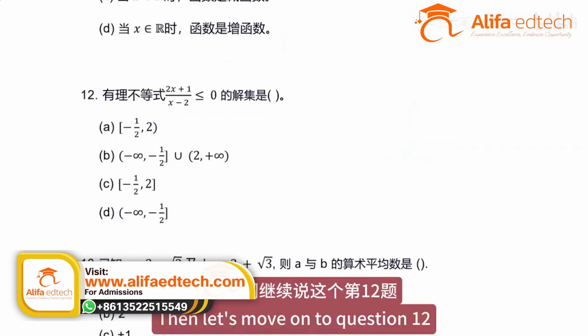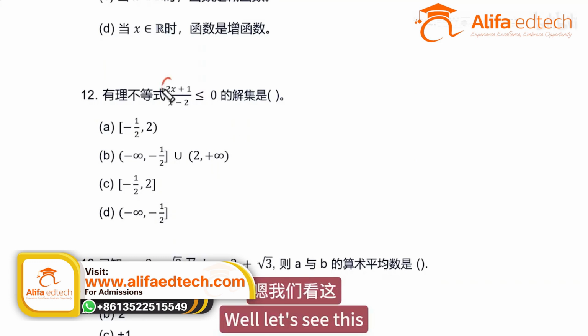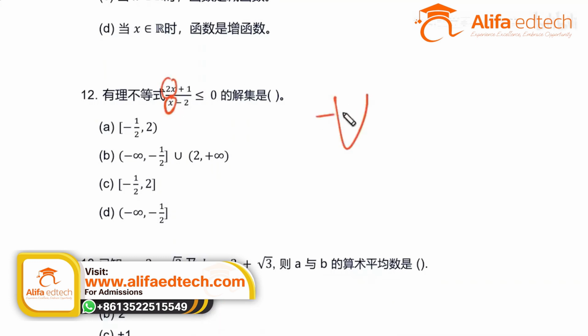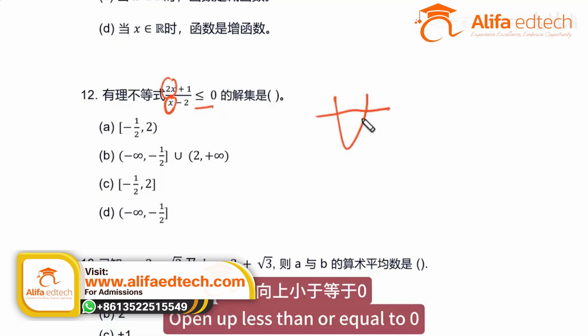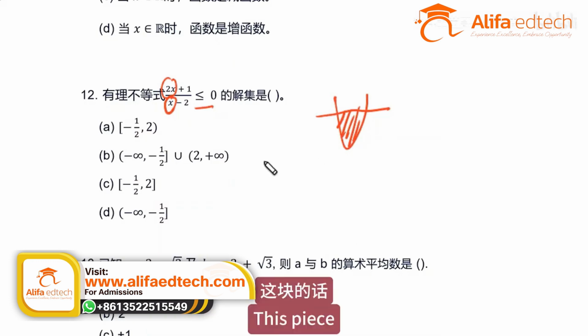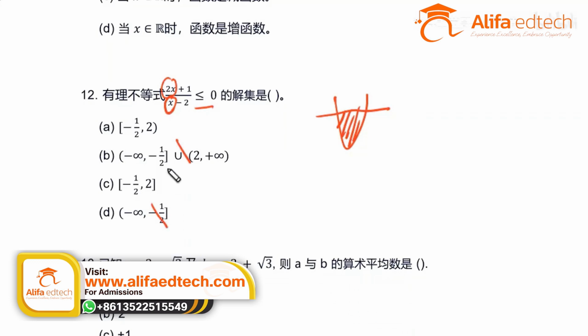Now that we have finished that, let's proceed forward to question number 12. For this question, let's look here. This is 2, this is 1, right? The parabola opens upwards. It opens upwards and is less than or equal to 0. Choose the lower part. This part, right? For this part, then there isn't this one, right? And it can't possibly be this one either.